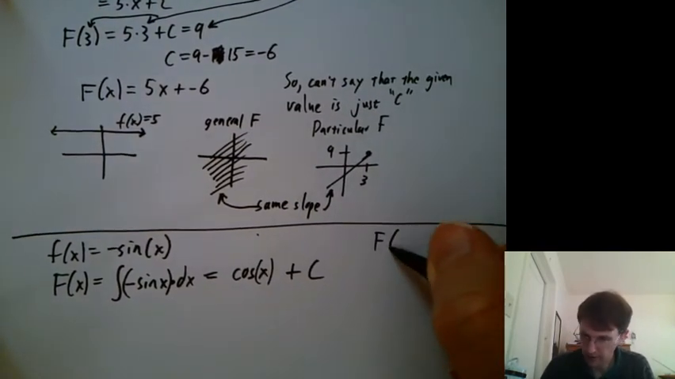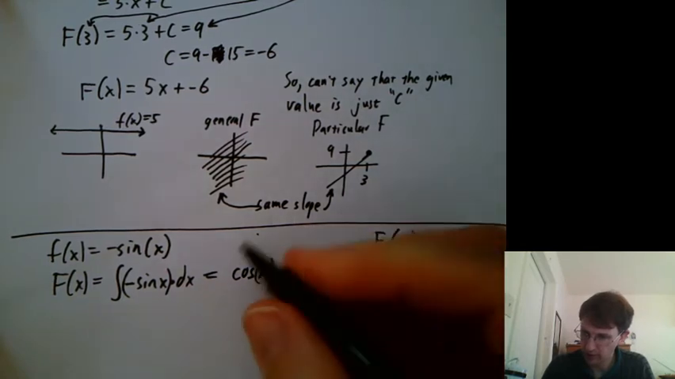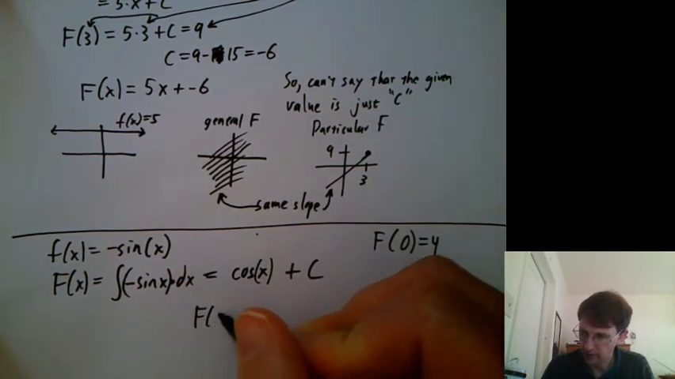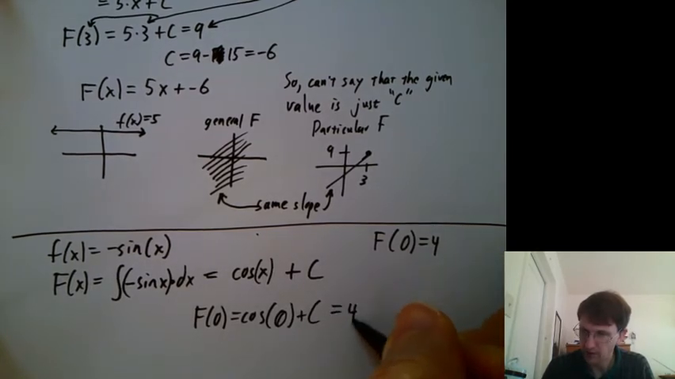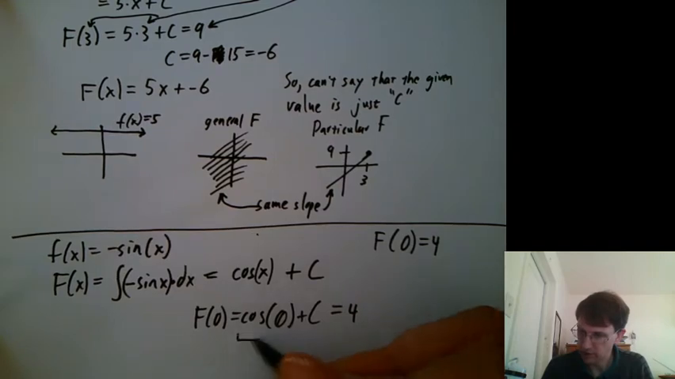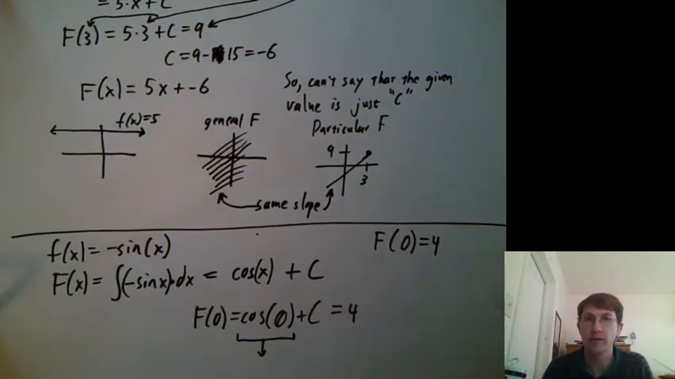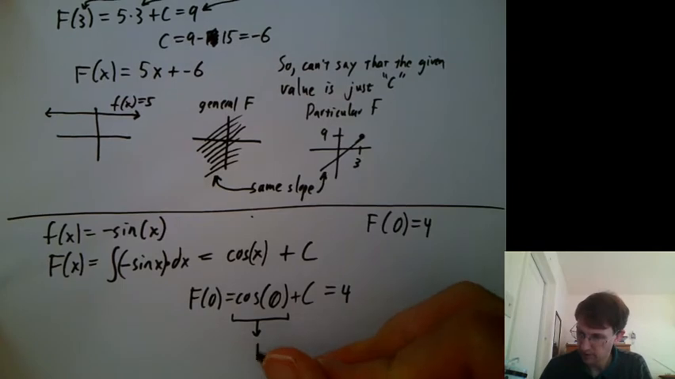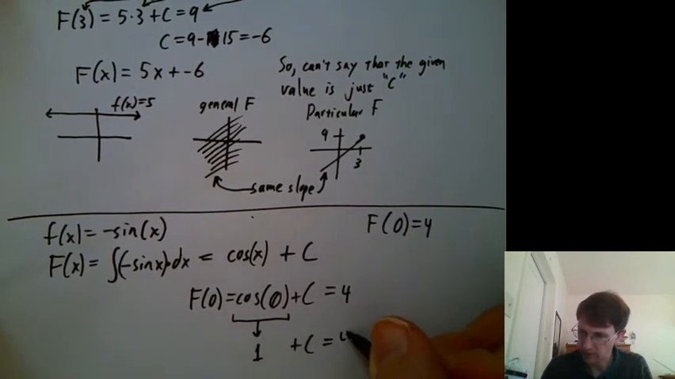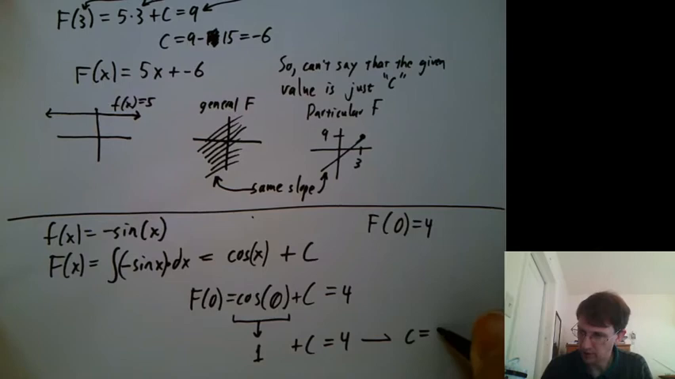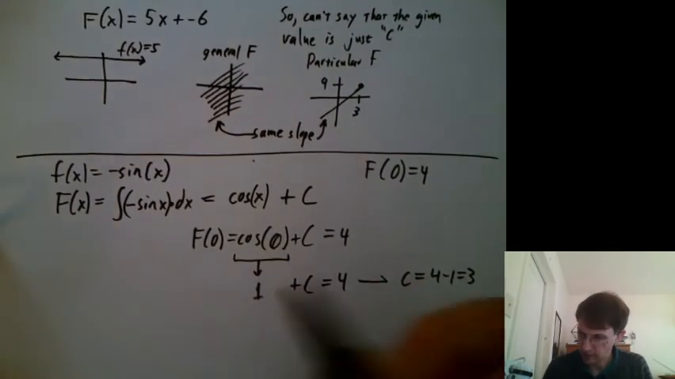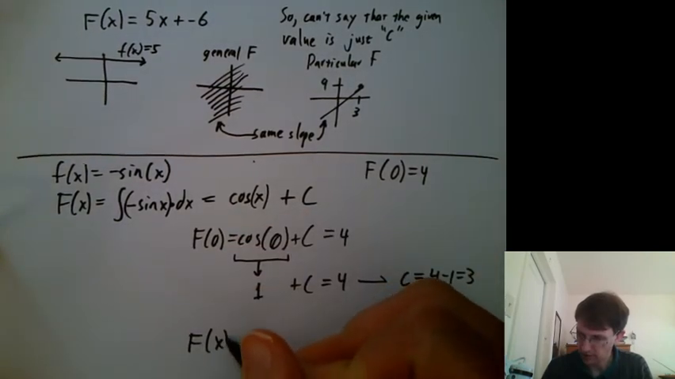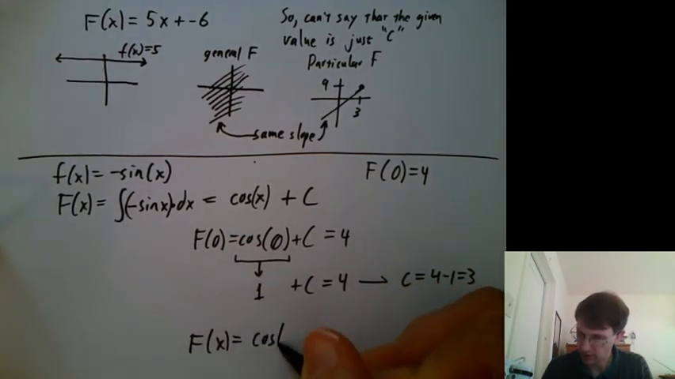Let's say that we also know that big F of 0 is 4. So we would say big F of 0 is cosine of 0 plus c, which is equal to 4. What is cosine of 0? It's really tempting to say it's 0, but it's 1. So 1 plus c equals 4. So c equals 4 minus 1, which is 3. So we can say big F of x equals cosine x plus 3.